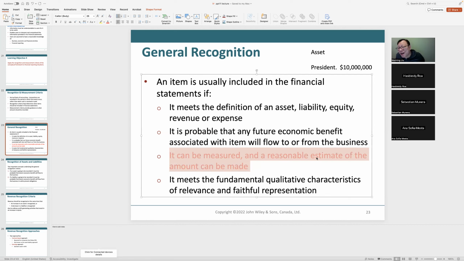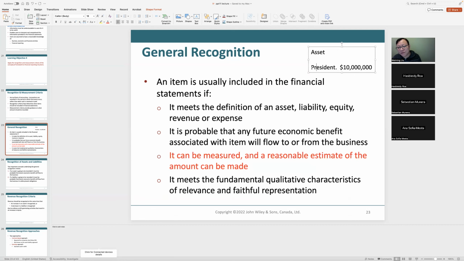So how can we measure the value of having the president working for us, right? You cannot form a reasonable estimate. So therefore, this should not be included in the financial statement. Does that make sense?